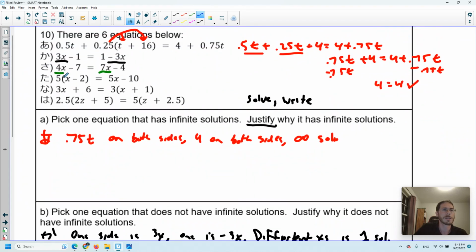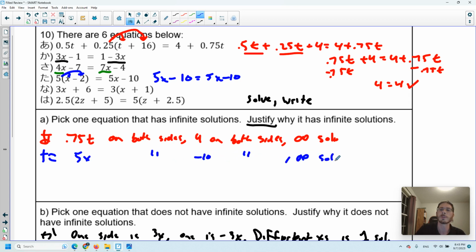All right, ta's up next. So to do this one, again, I'm thinking distributing is going to be helpful. When we distribute, we get 5x minus 10 equals 5x minus 10. And again, we can see that these are exactly the same. So again, we can do the same thing here. We have 5x on both sides. We have negative 10 on both sides. So we need to have infinite solutions.